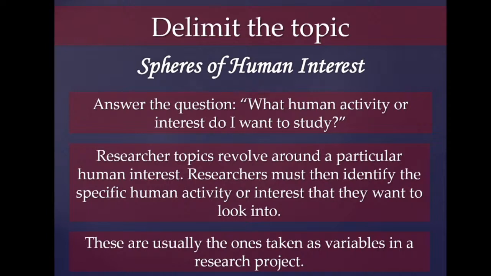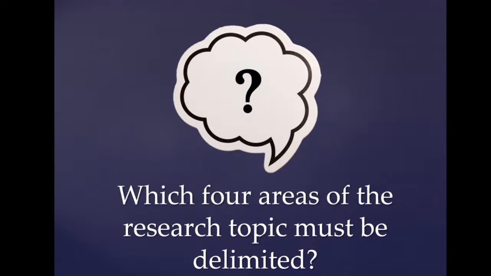Alright, to just recap what we have talked about so far, can you answer this question? Which four areas of the research topic must be delimited? You have 10 seconds to write your answer on the comment box. Go. Alright, so the correct answer would be people, place, time, and sphere of human interest.